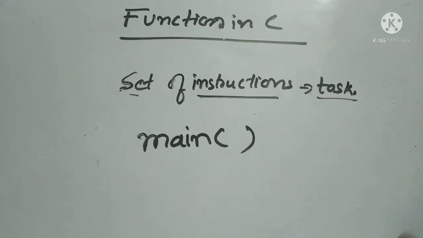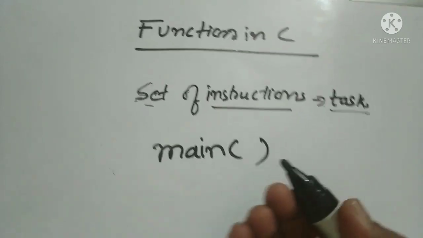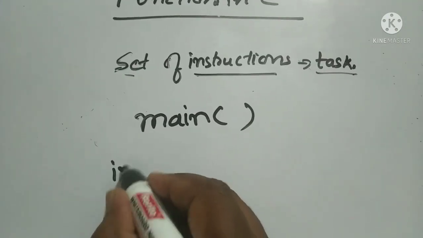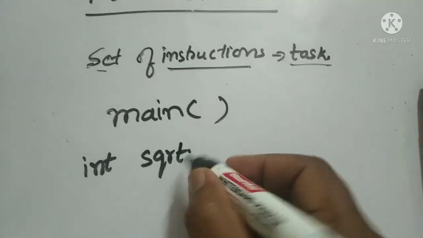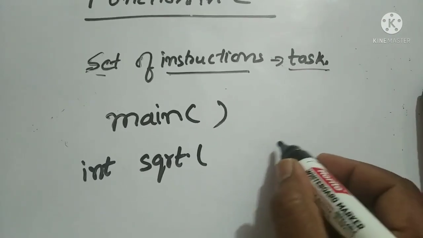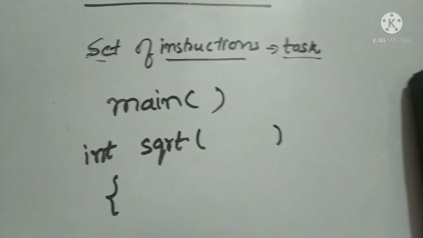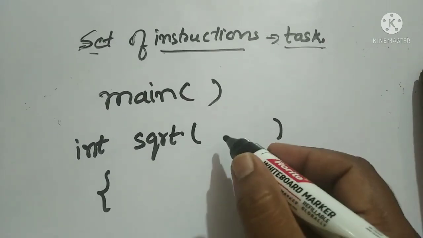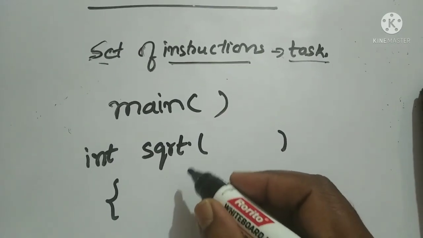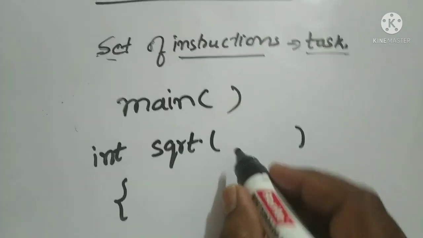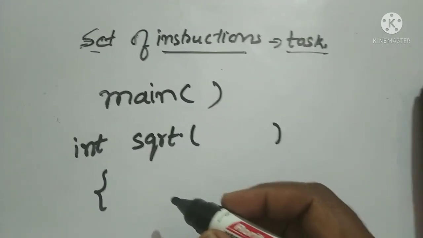Other than that, for example, what will the square root of a number return? It will return a number, so I have to declare it as int sqrt, or any name I can specify. So int indicates the return type. And for the variables, we have two things: input variables to the function and output variables of the function.